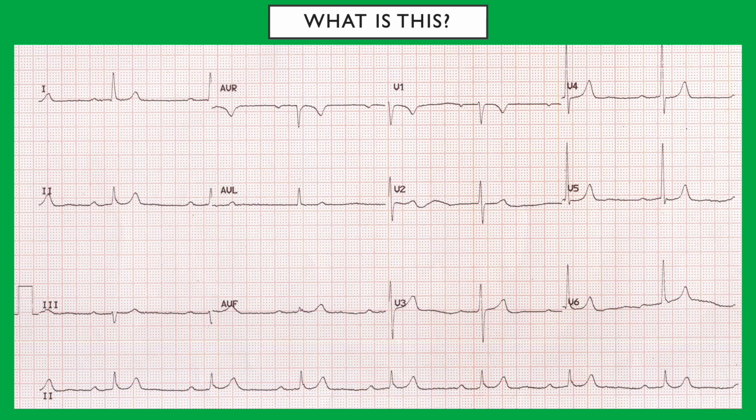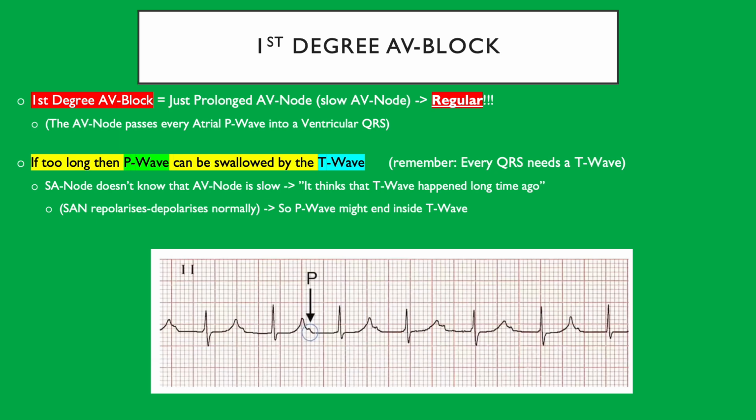3 to 5 squares, right? 3 to 5. So how many squares do you see here? 8 squares. You have constantly 8 squares as PR interval instead of 3 to 5. So what does this mean? AV block, which degree? Okay, type 1. It's first degree AV block, okay?